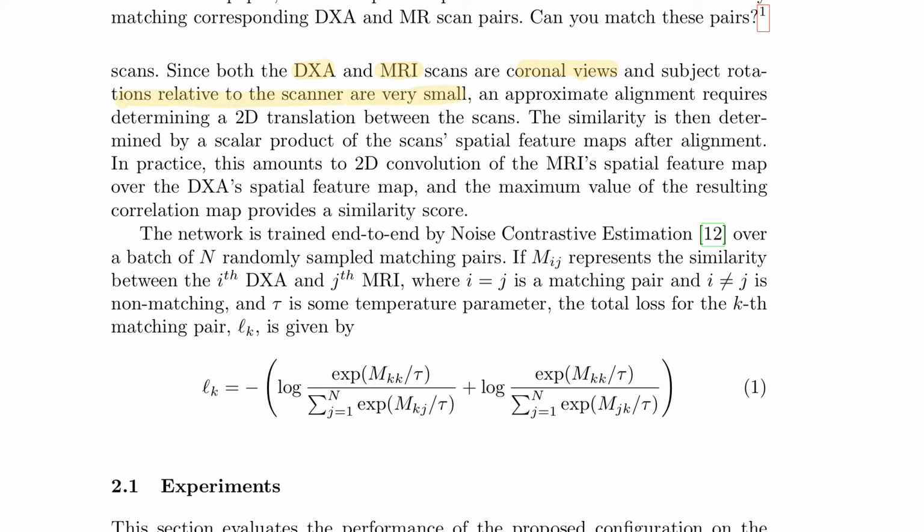So they define a measure of similarity based on the 2D convolution of the MRI's spatial feature maps over the DXA's spatial feature map, and the maximum value of the resulting correlation map provides a similarity score between the two. They will then use this similarity score with noise contrastive estimation over a batch of n randomly sampled matching pairs, such that if Mij represents the similarity between the ith DXA and jth MRI, i equal to j would be a matching pair, and i not equal to j is a non-matching pair, and tau is some temperature parameter. Based on the noise contrastive estimation, they have this loss for the kth matching pair.